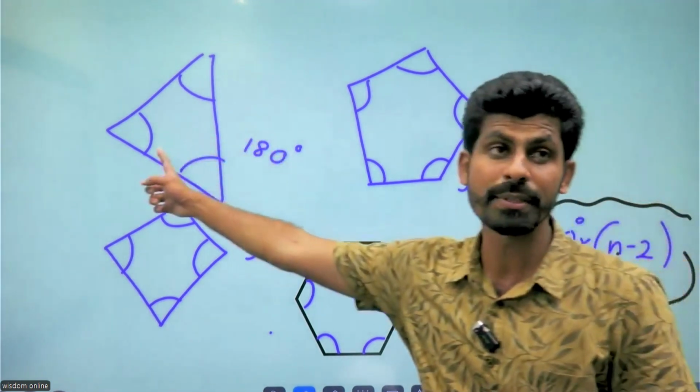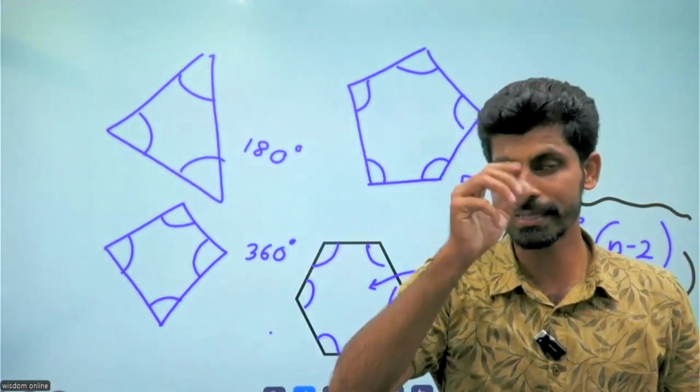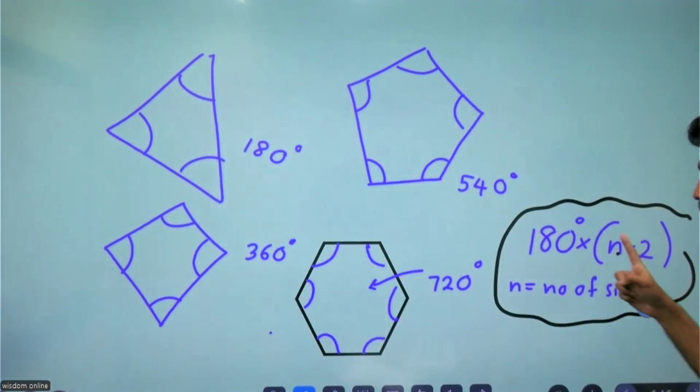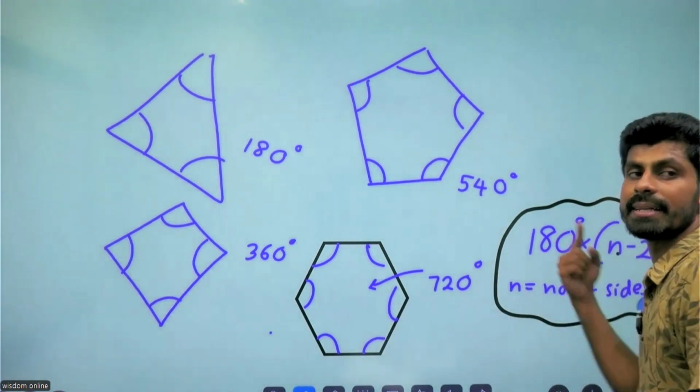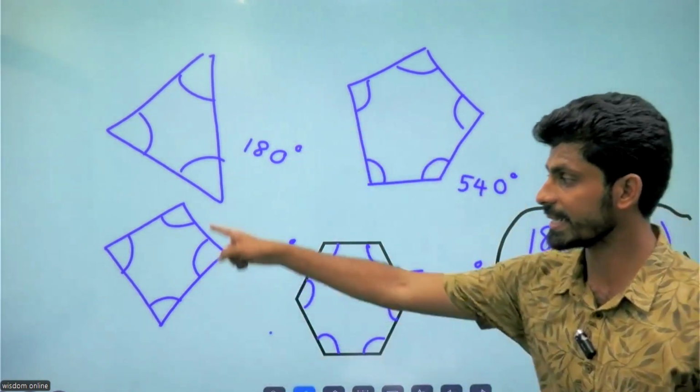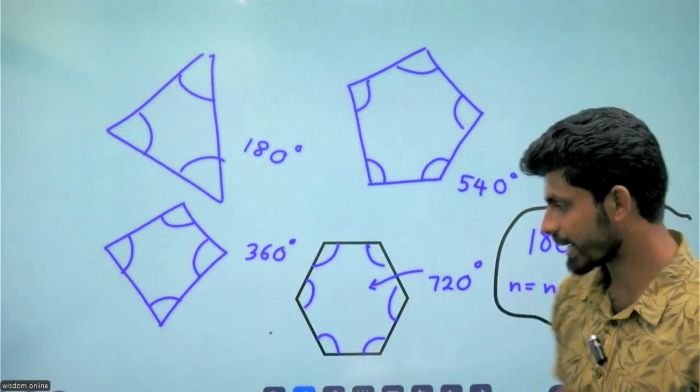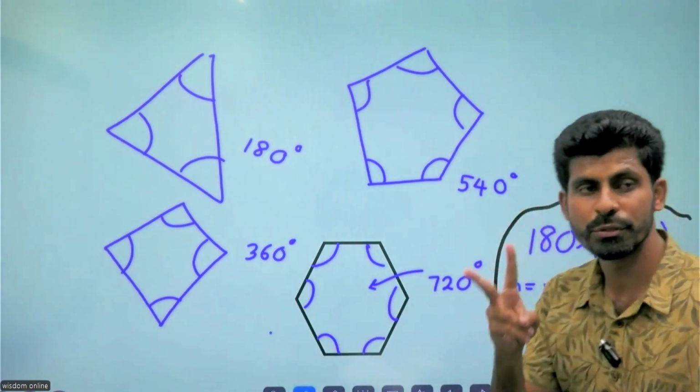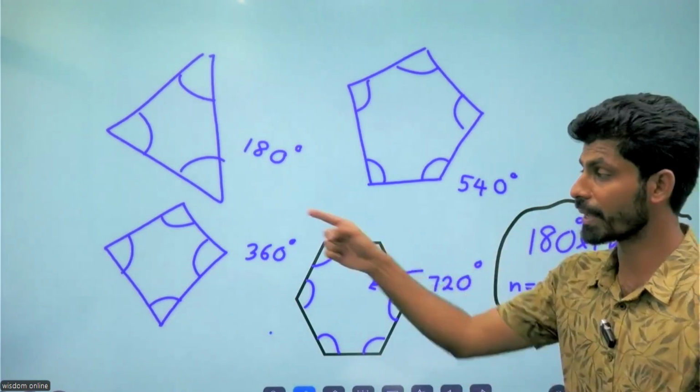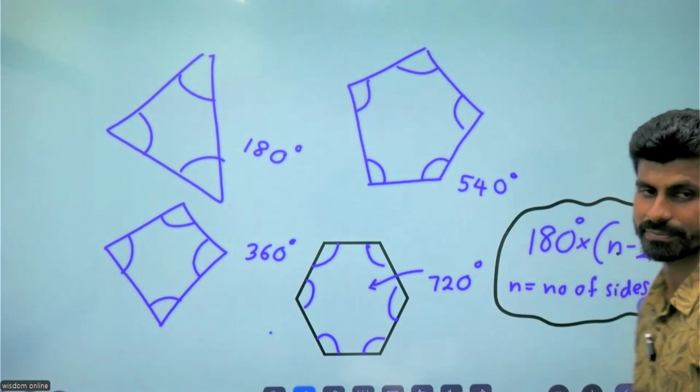As an example, for the triangle, how many sides are there? 3 sides. 3 minus 2 is 1. 180 multiplied by 1 is 180. For the quadrilateral, how many sides are there? 4 sides. 4 minus 2 is 2. 180 multiplied by 2 is 360.